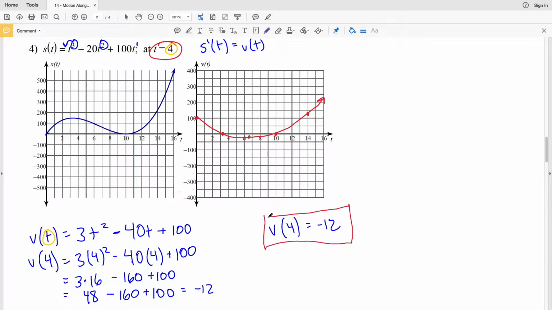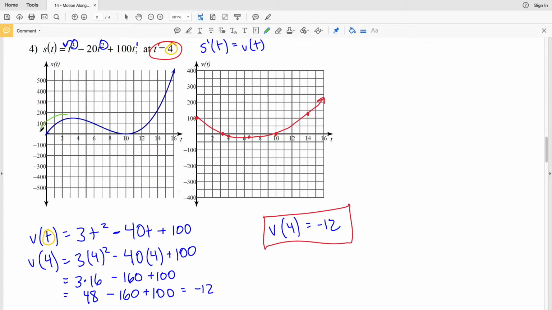And let's double check using our graph. We'll go to v of 4, and it appears to be negative 12 on our graph as well. And that's the final solution on this worksheet. However, before moving on, let's quickly go over the graphs one more time.